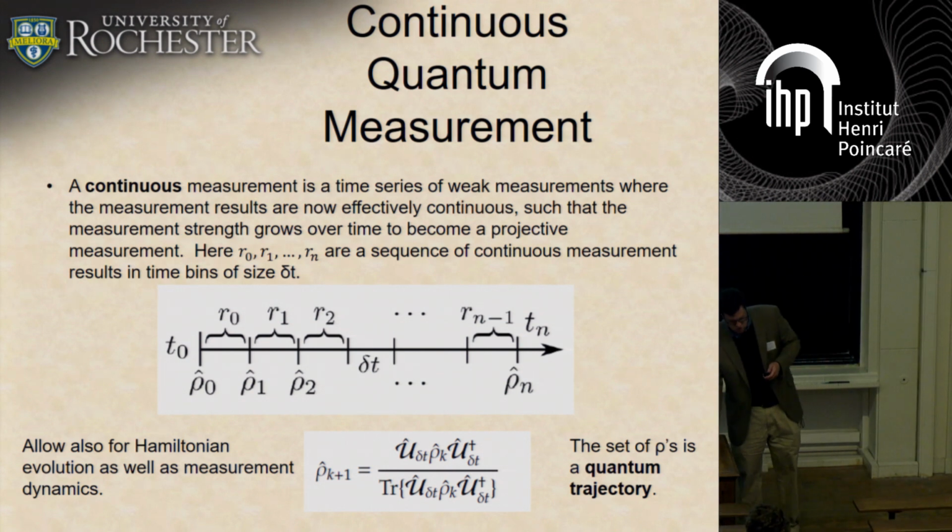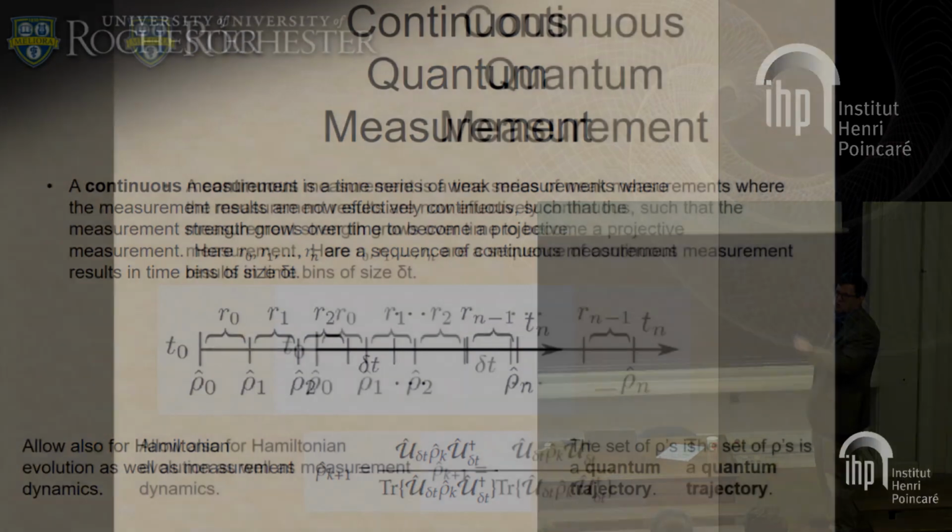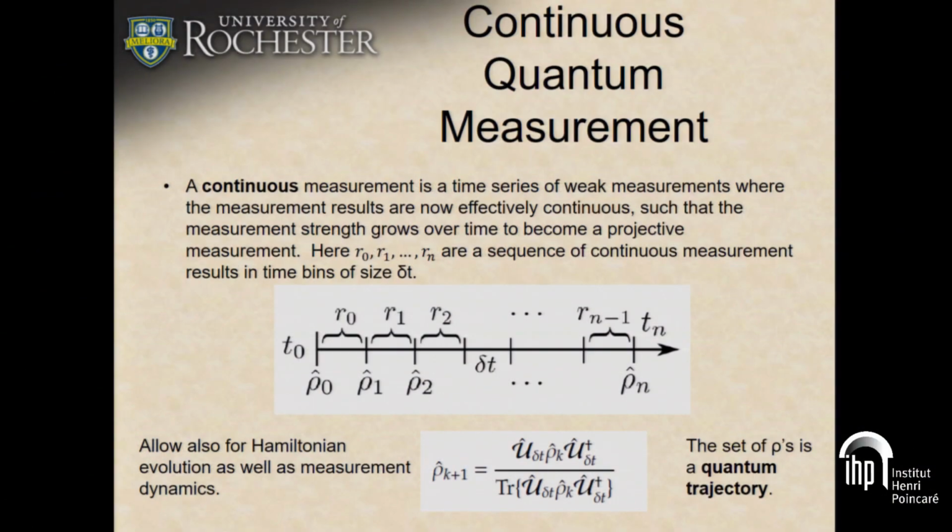So just some jargon in this literature, this collection of R's, R0 through Rn, is called the measurement record. That's what I'm actually reading out in my laboratory on my device. And the states of all these rhos, rho 0, 1, 2 through rho n, is called the quantum trajectory. Okay, so sometimes this is called quantum trajectory theory.